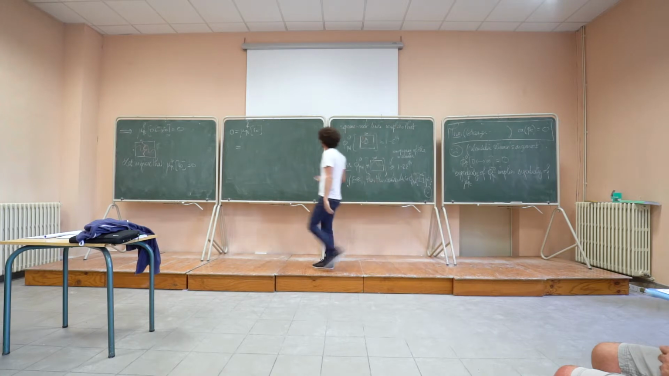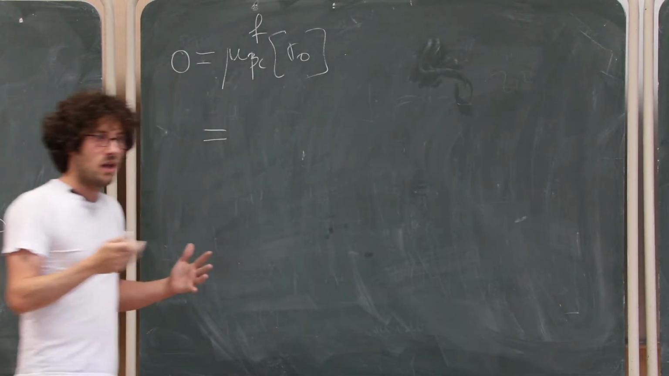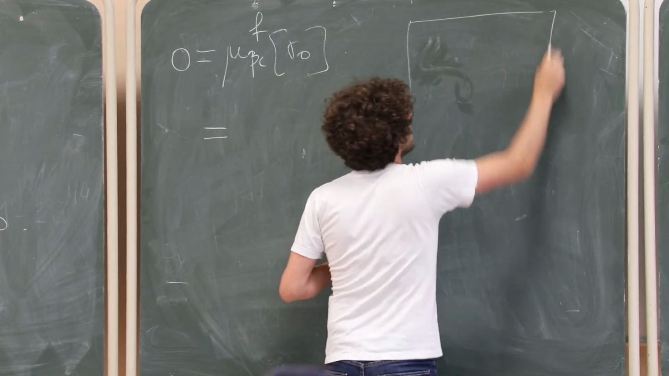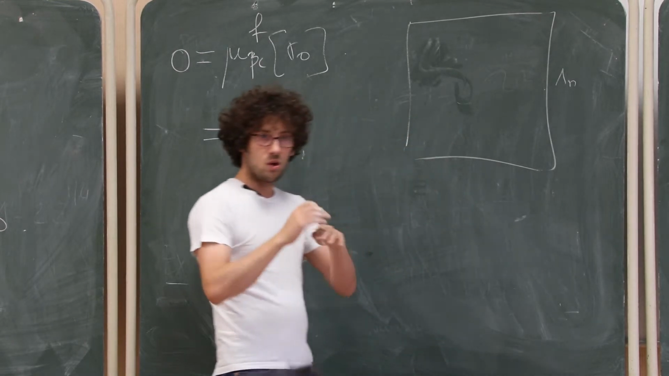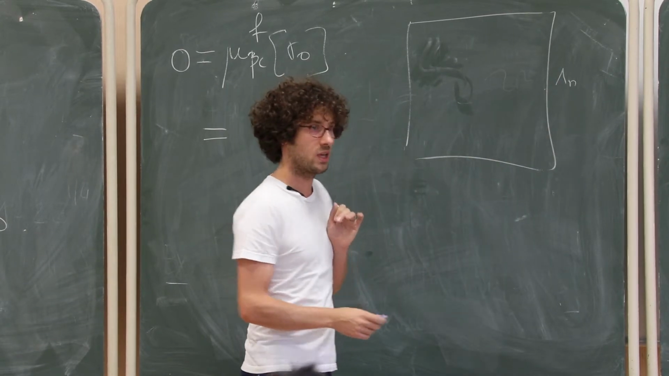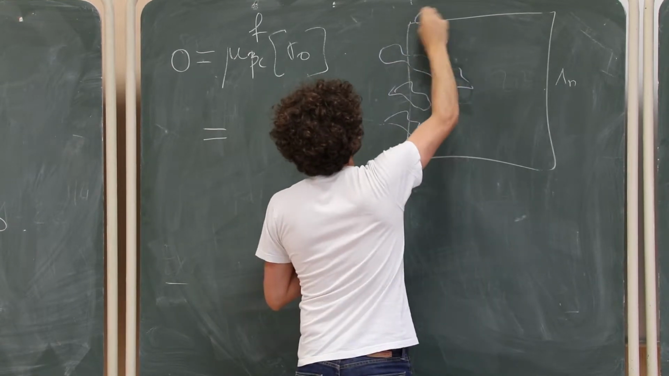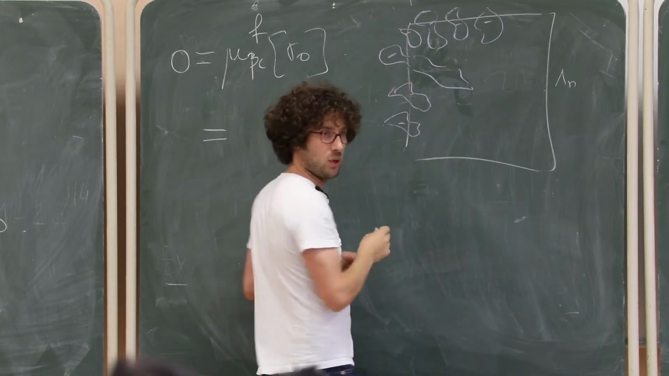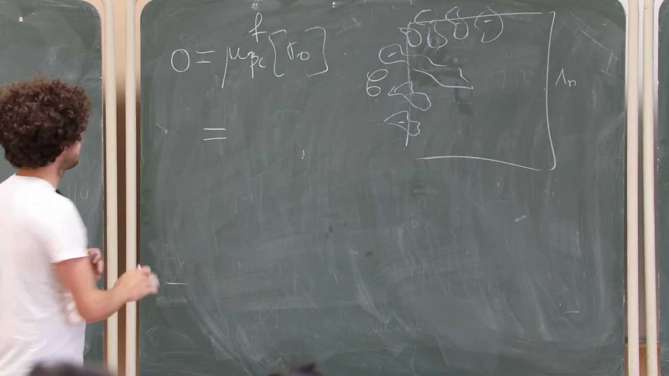I take a box of size n, so let's say Lambda n. And I'm just going to explore all the clusters of minuses. So you have a box of size n, and here, condition on all the clusters of minuses intersecting the boundary of the box. Maybe they go very deep in, but condition on the union of all the clusters of minuses intersecting the box. Let's call the union of these clusters C.